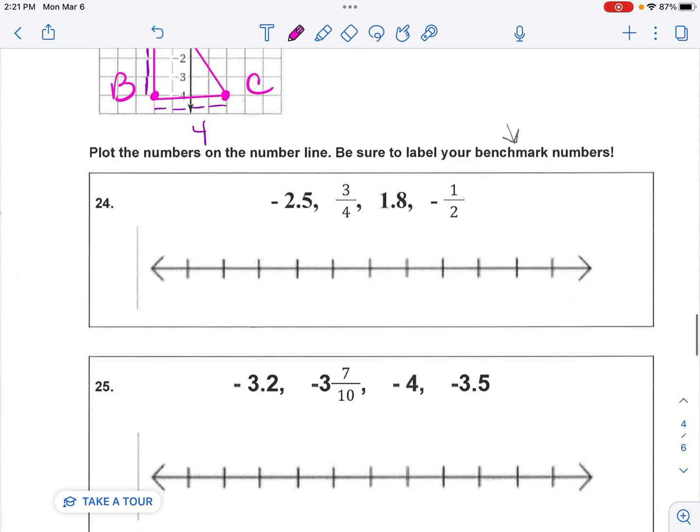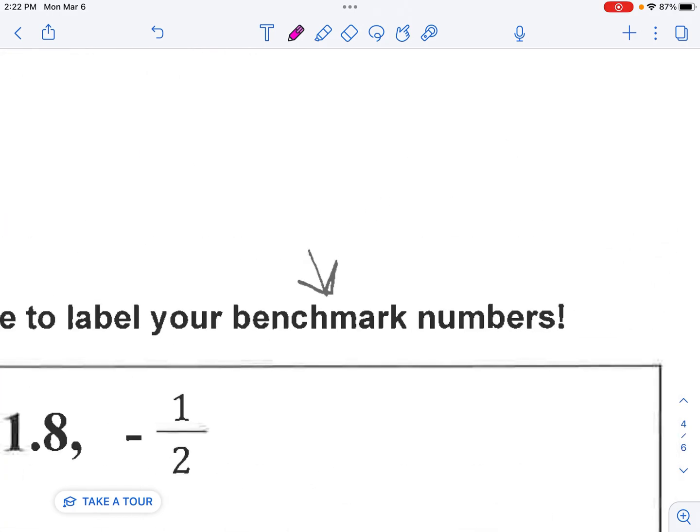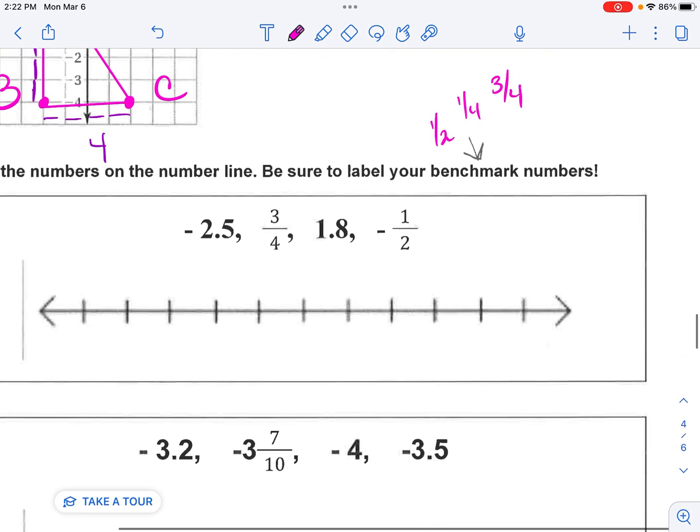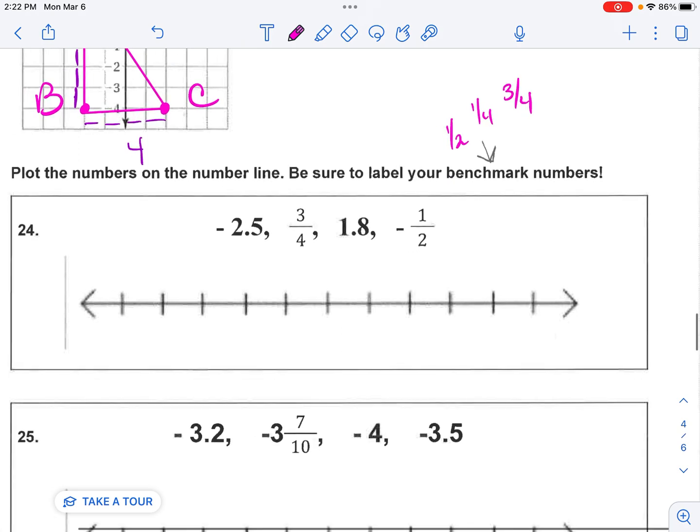Number 24 and 25, we're going to plot the numbers on the number line. Be sure to label your benchmark numbers. Remember, benchmark numbers are 1/2 or 1/4 or 3/4. Those are types of benchmark numbers, okay? So if you look at this first one, we have a negative 2.5. There's that 3/4. 1.8, that would be almost 2, and a negative 1/2 would, again, be another benchmark number, okay?